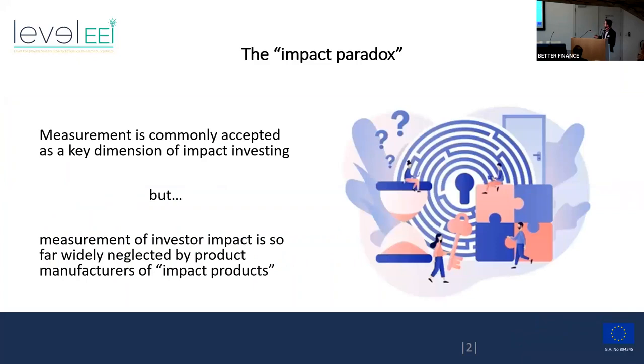So I will start by saying that within the impact landscape, there is clearly an impact paradox. There is an impact paradox because on the one hand, if you look at definitions of impact investing, in most cases, you will see that measurement is a cornerstone of it, the same way as intentionality and additionality. So measurement seems to be key when you propose an impact product. But in practice, when we look at current impact products, we do not see any trace of investor impact measurement. People say measurement is key for doing impact finance or impact investing. But when we look in detail at the marketing documents of the so-called impact products, you will not see any trace of impact measurement for investor impact, which is a problem.